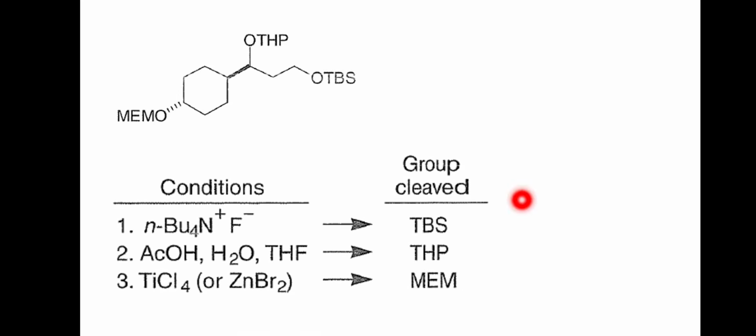Then this is tetrahydropyran, an ether. For this you use any acid hydrolysis condition, any acid, for hydrolysis of the ether. And then MEM, which we had seen; for this group we use zinc bromide or any Lewis acid. So what is the answer? For TBS removal you use TBAF. For THP you use acetic acid in the presence of water, that is acid hydrolysis. For the MEM group, you use titanium tetrachloride or zinc bromide, which is a Lewis acid.